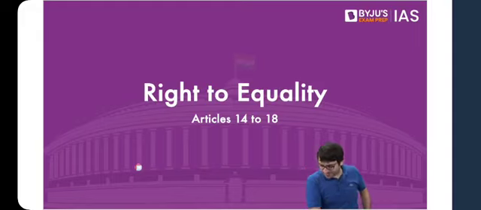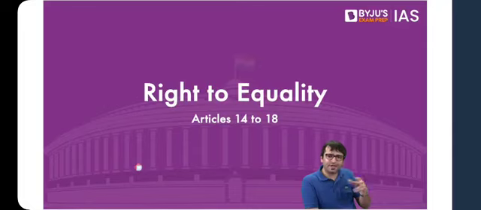Are fundamental rights enforceable against individuals if they violate my fundamental rights? There are some fundamental rights which are enforceable against individuals as well, which we will discuss tomorrow. For example, Article 15, Clause 2: no citizen shall be discriminated against only on the grounds of religion, race, caste, sex, place of birth. That we will discuss tomorrow.